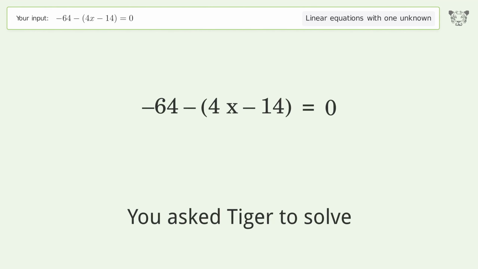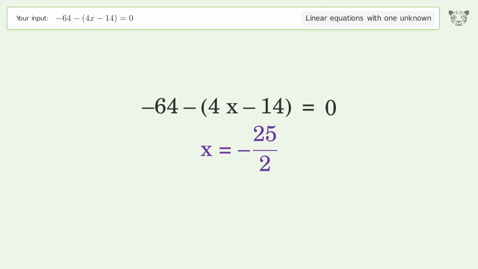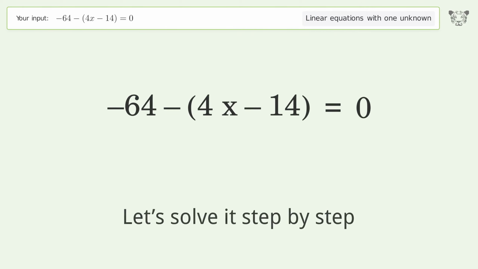You ask Tiger to solve. This deals with linear equations with one unknown. The final result is x equals -25/2. Let's solve it step by step.